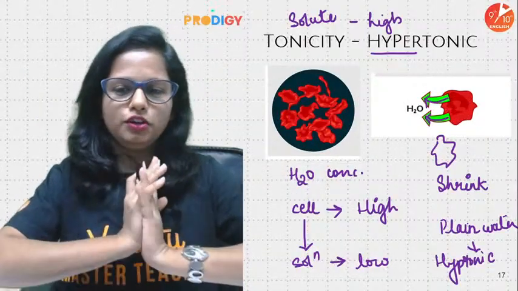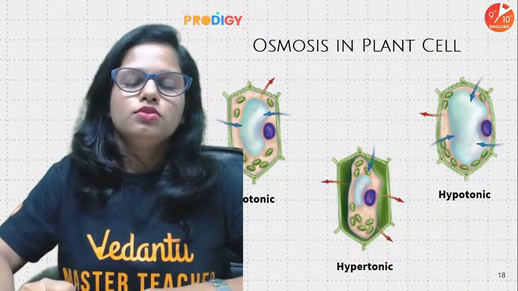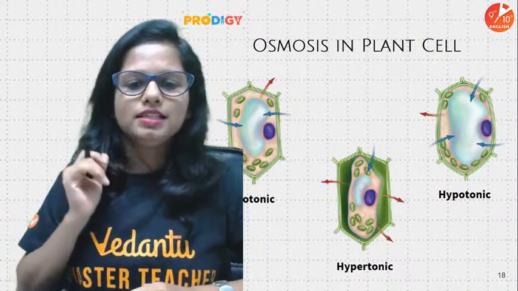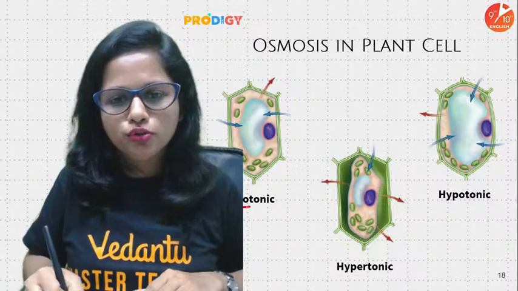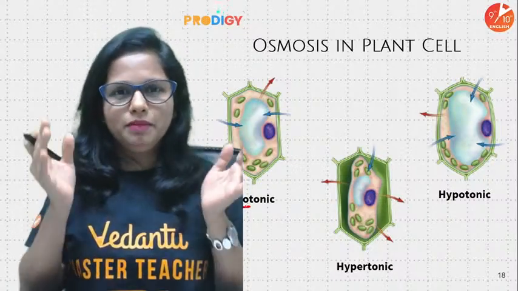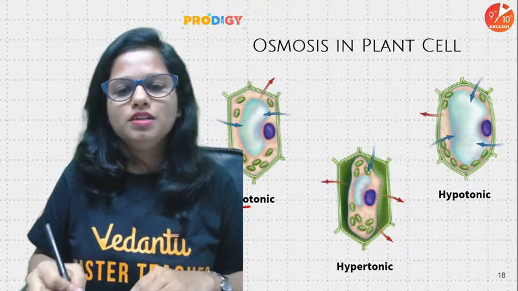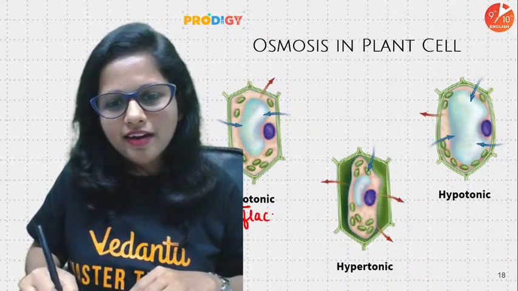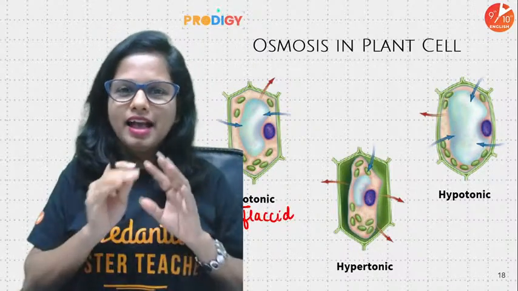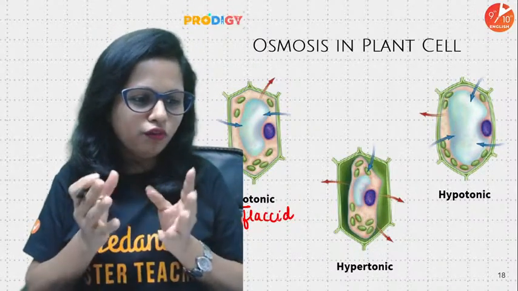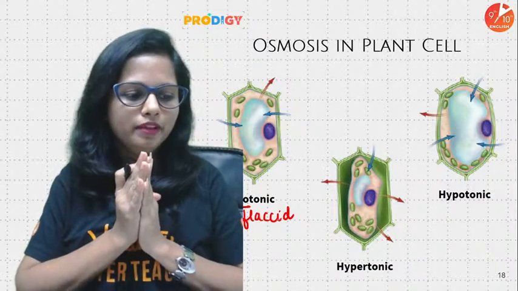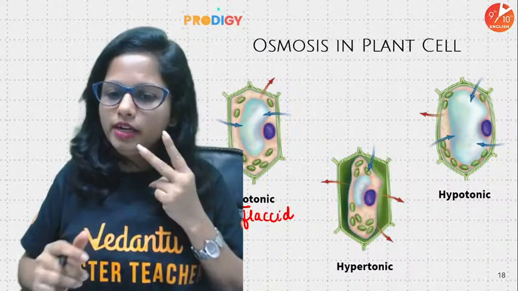So when we talk about plant cells, when a plant cell is placed in an isotonic solution, it will remain as it is. And when the plant cell remains as it is, we say the plant cell remains flaccid, soft.